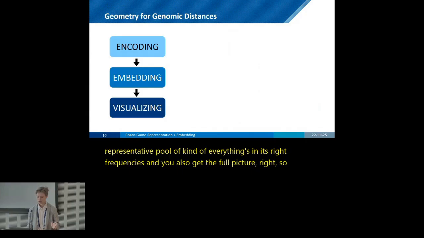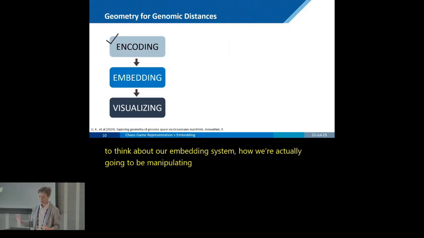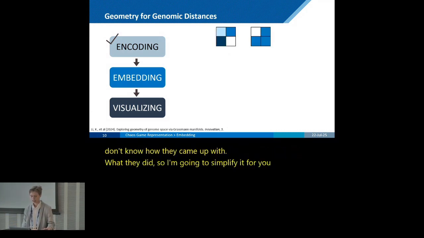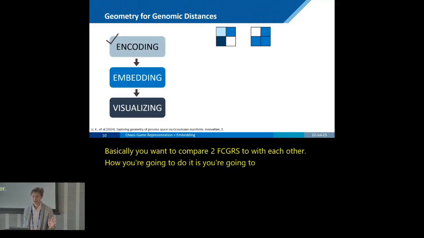So, okay, we've talked now about our encoding system. Now we have to think about our embedding system, how we're actually going to be manipulating these sequences. So all of this is based on this paper that's cited below. They're geniuses. I don't know how they came up with what they did. So I'm going to simplify it for you guys. Basically, you want to compare 2 FCGRs with each other. How you're going to do it is you're going to pretend that they're effectively just matrices.